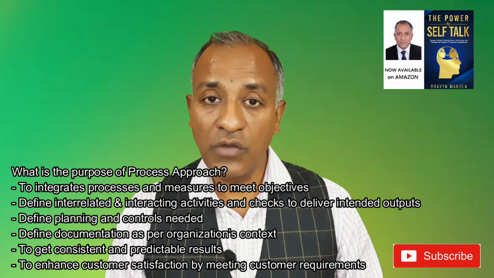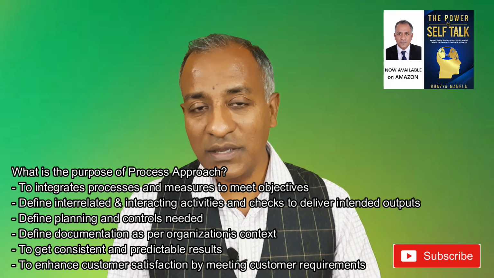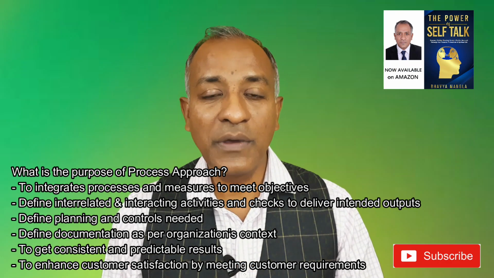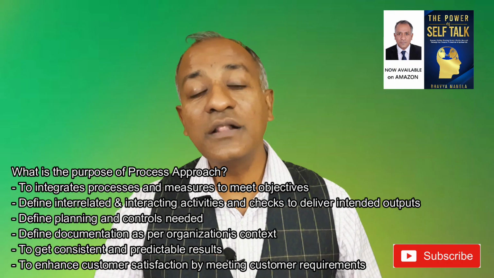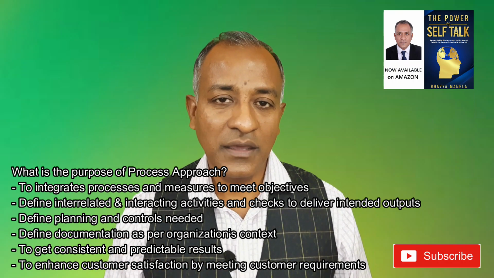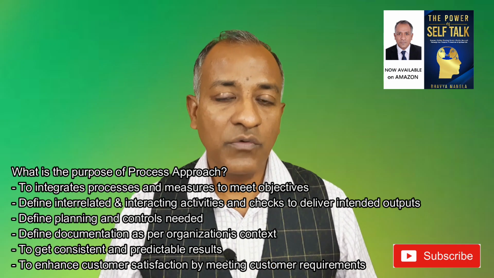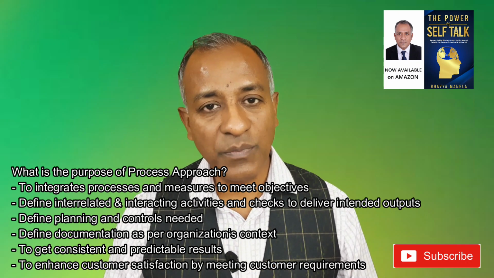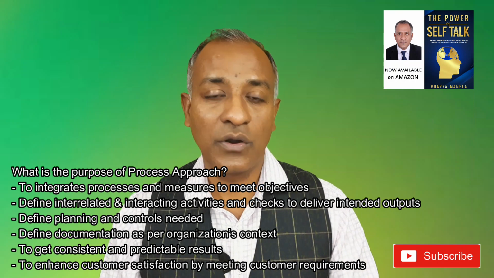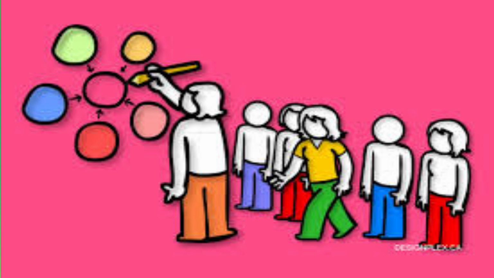Then the next reason why we need process approach is it helps us understand and make sure that the organization will get reliable and predictable results. It also helps the organization understand what resources are needed. It also helps the organization verify whether the controls it has planned are within the requirement or not. So that brings us to the next question: how to implement process approach?